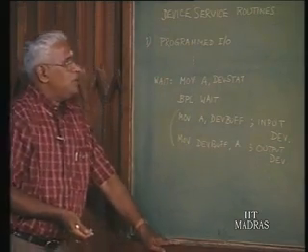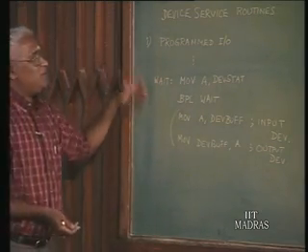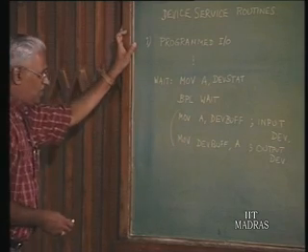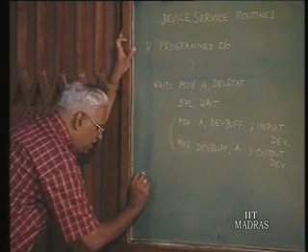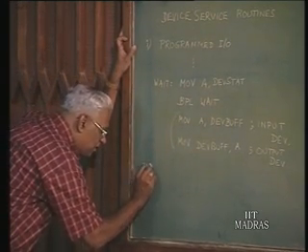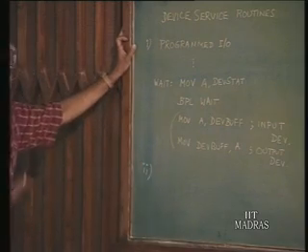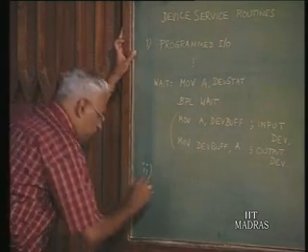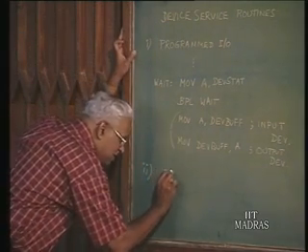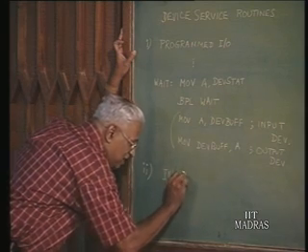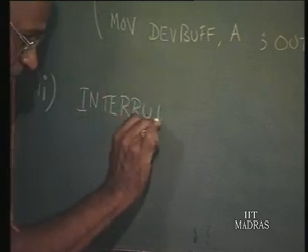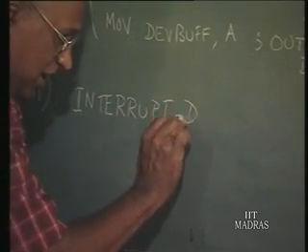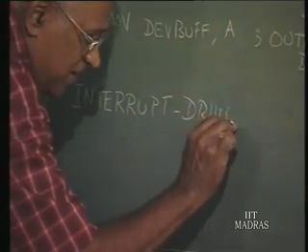Now, let us move on from this programmed I/O to the next scheme. What is the next scheme? The next scheme is one in which the CPU is not taking the initiative. It is up to the I/O to interrupt the CPU whenever it is ready. So, this we are calling the interrupt driven I/O scheme.